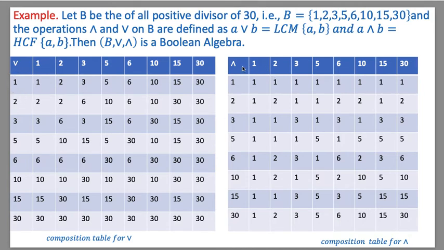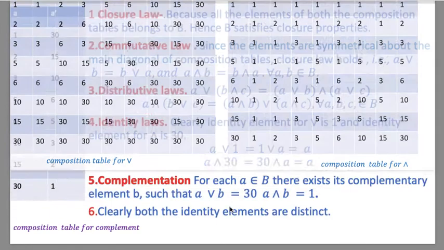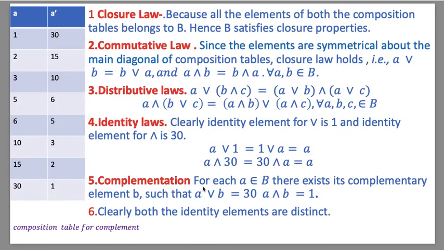Here this last row is identical with the top border row, therefore the element on its extreme left, 30, is the identity element. Complementation: for each A belonging to B, there exists its complementary element B such that A join B equals 30 and A meet B equals 1. Clearly, both the identity elements are distinct.